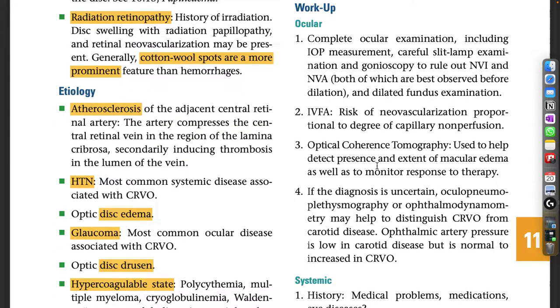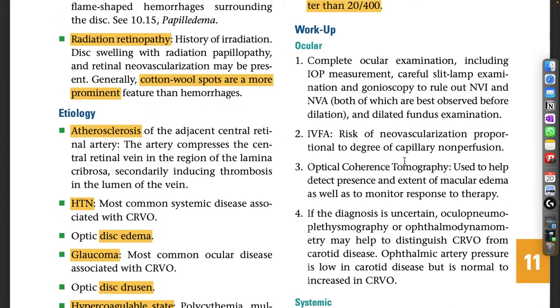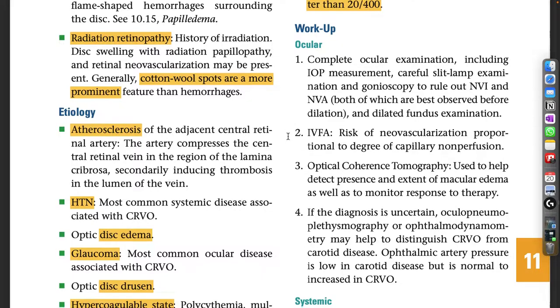If it's a CRVO case, and you're not talking about the differentiation between ischemic and non-ischemic, it's useless. The difference of non-ischemic and ischemic CRVO is extremely important. Okay, so now let's start with the workup.